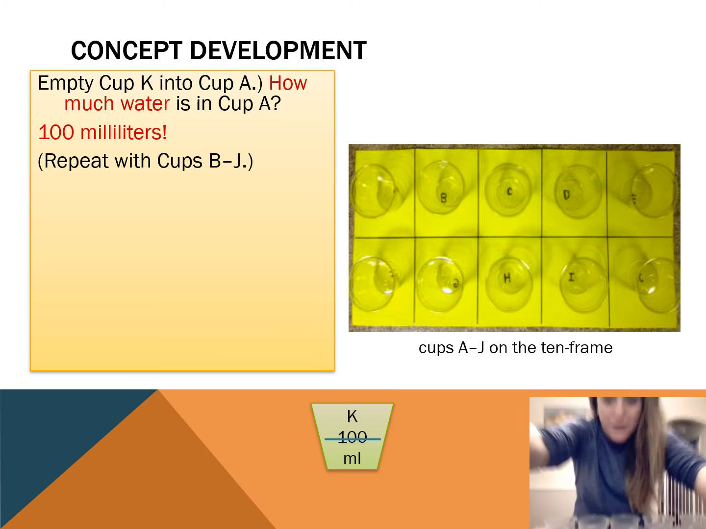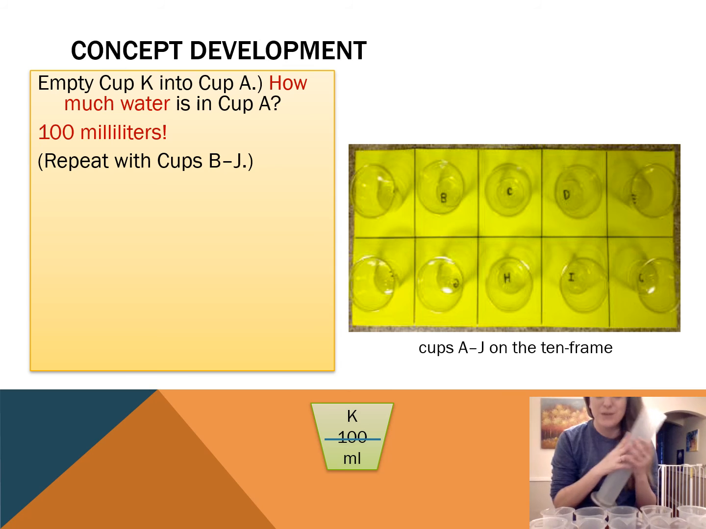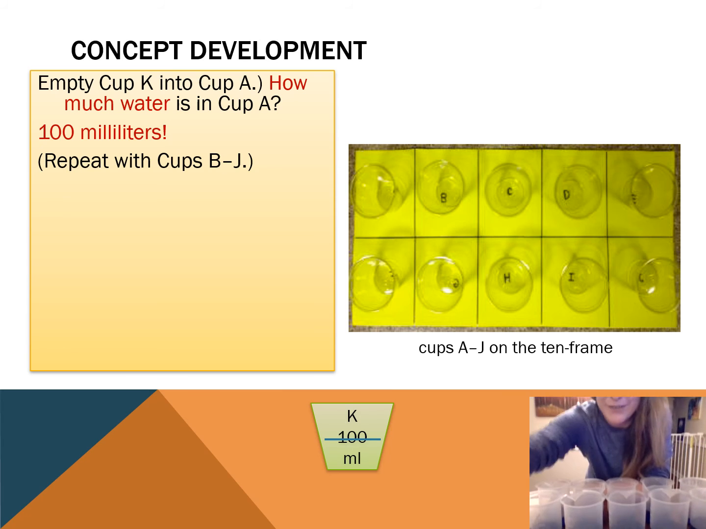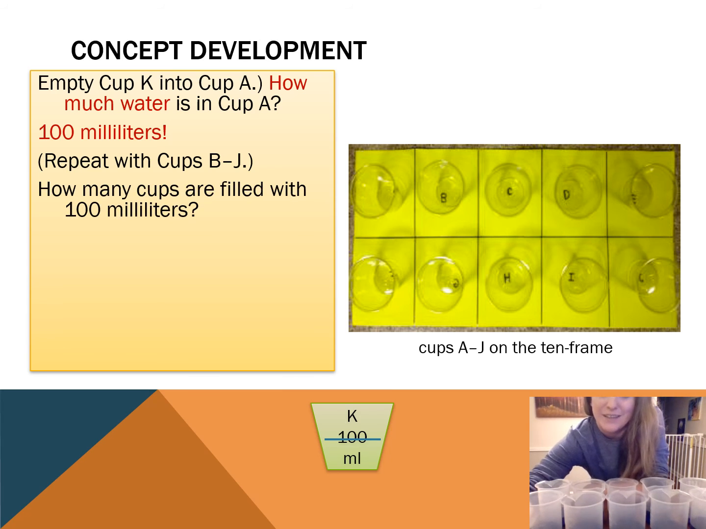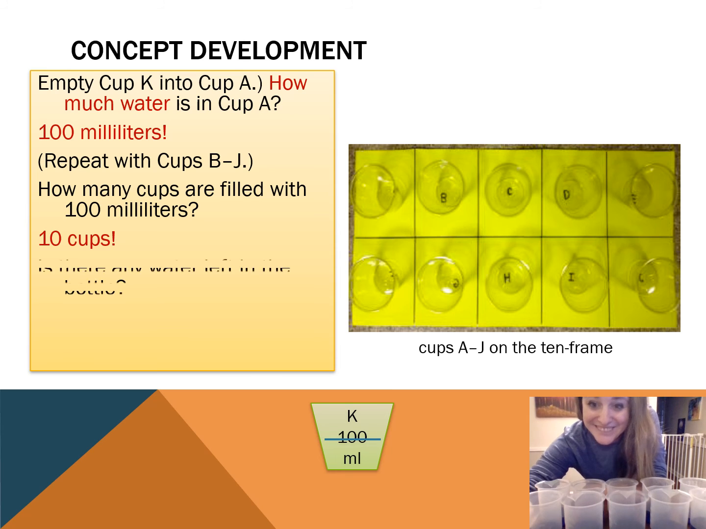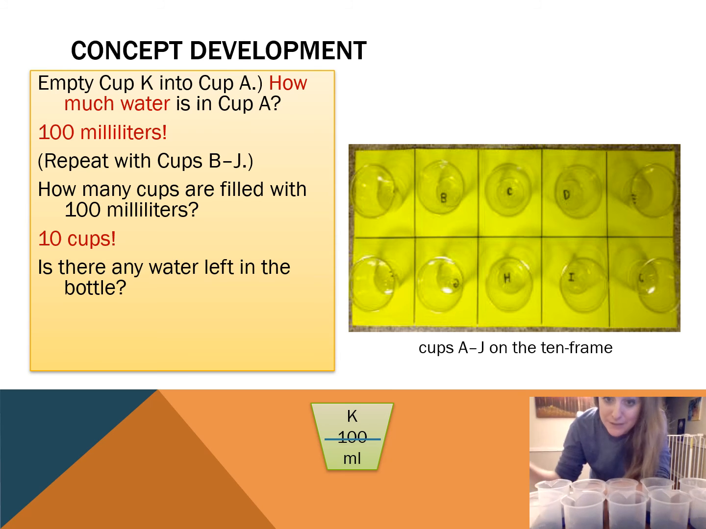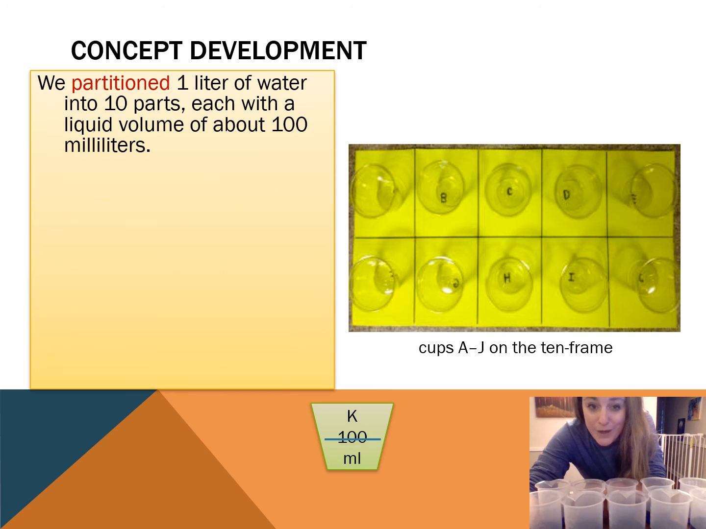but now we have partitioned our liter into 10 100 milliliters. It is poured out and split up. So how many cups did it take to fill? Did we fill with 100 milliliters? We filled 10 cups. Is there any water left in the bottle? Nope. It's all poured out. So we partition 1 liter of water into 10 parts, each with a liquid volume of about 100 milliliters.